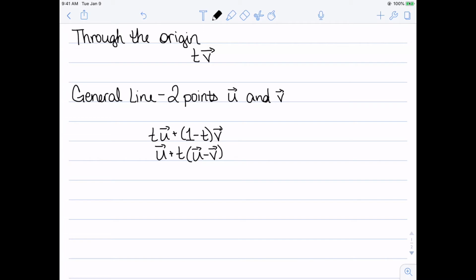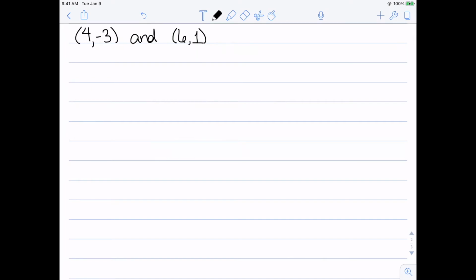So let's look at how we can use this in different types of problems. Let's suppose I want to find an equation of the line passing through (4, -3) and (6, 1). We need one of these vectors to be u and one to be v. We'll let the first one be u and the second one be v.